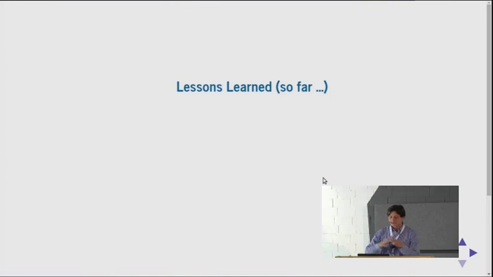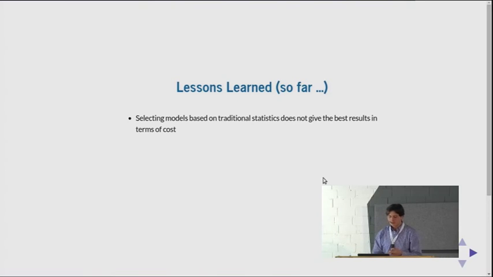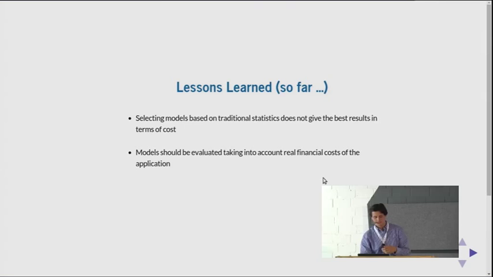So what I have talked about so far. Again, selecting a model based on traditional statistics does not give the same result in terms of savings. And the simple explanation is that those statistics are not trying to take into account the financial savings and are not created in that sense. So it's wrong to assume that the maximization of a cost-sensitive statistic is actually trying to maximize the profit or the financial income of the business that is using the model.